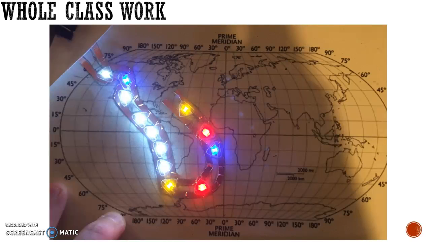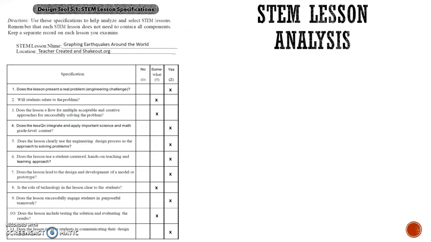So overall, the STEM lesson analysis, we had a lot of yeses. Some of the things fell into the somewhat. Will students relate to the problem? Well, earthquakes really aren't that common in PA, so we thought maybe that was just a somewhat. And does the lesson allow for multiple acceptable creative approaches? We said somewhat for that as well, because it's kind of one common outcome that the kids are going to have. And then the role of technology was a 1 out of 2, because they really only could use the technology to find the earthquakes.